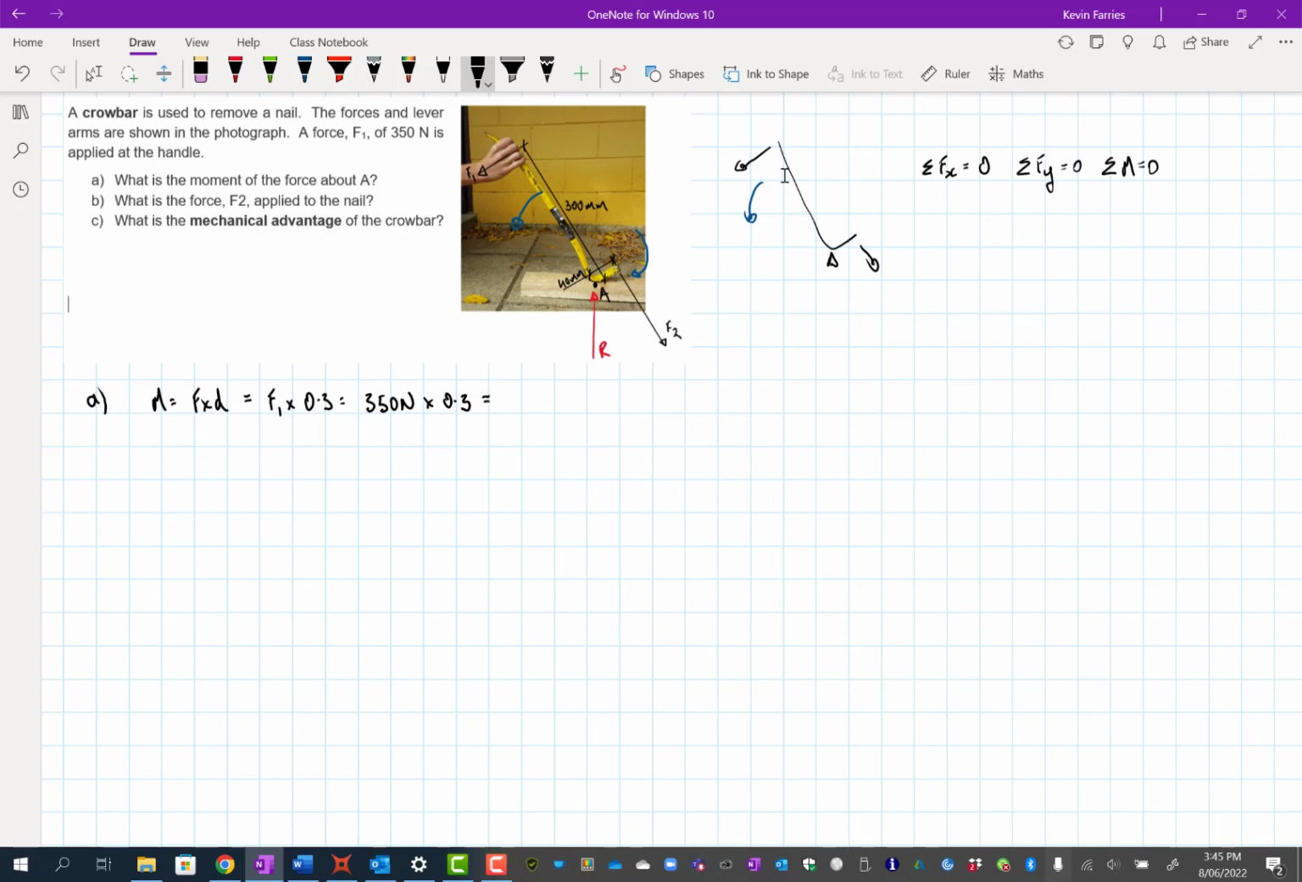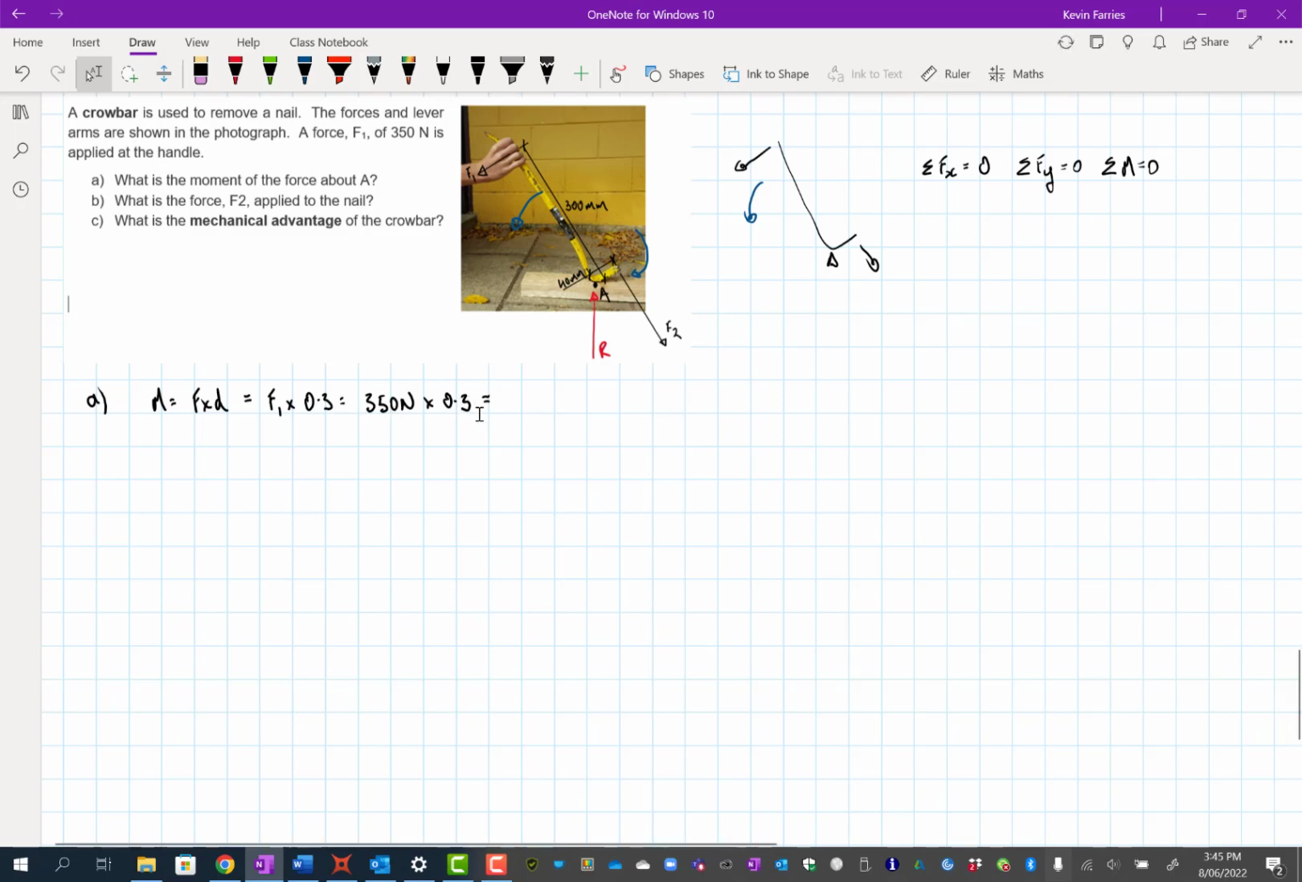What's that going to be? One good idea when you're doing engineering calcs is to try and estimate the result in your head so that you can check what you do in a calculator. So if we were to do 350 times 2, that would be 700 newtons, plus another 350 would be 1050.